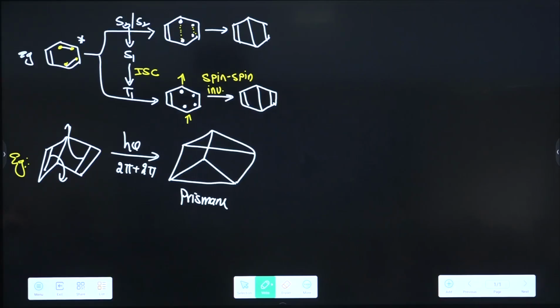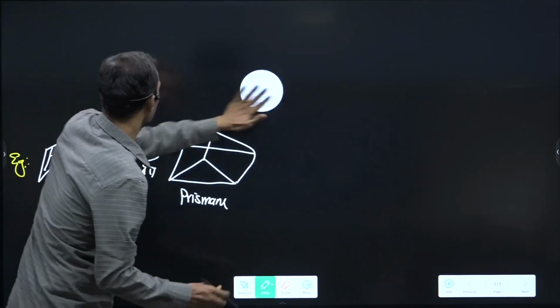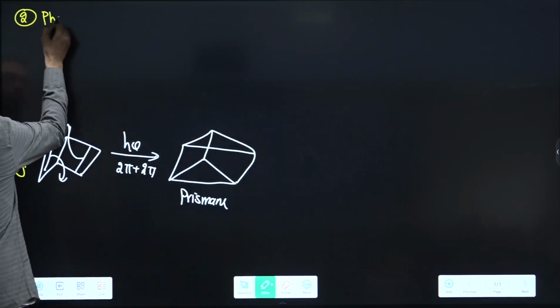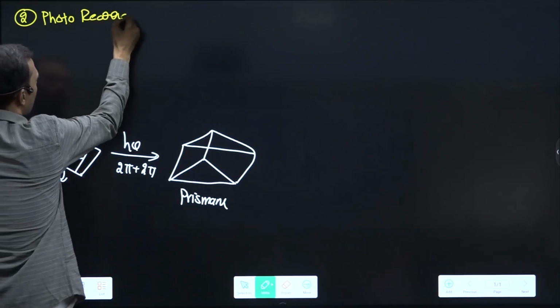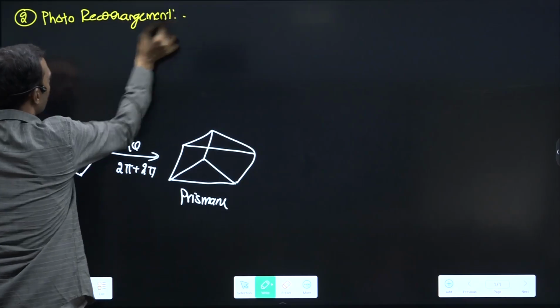That is photoisomerization. Clear? Next, photorearrangement. Rearrangement is possible photochemically, benzene photorearrangement.